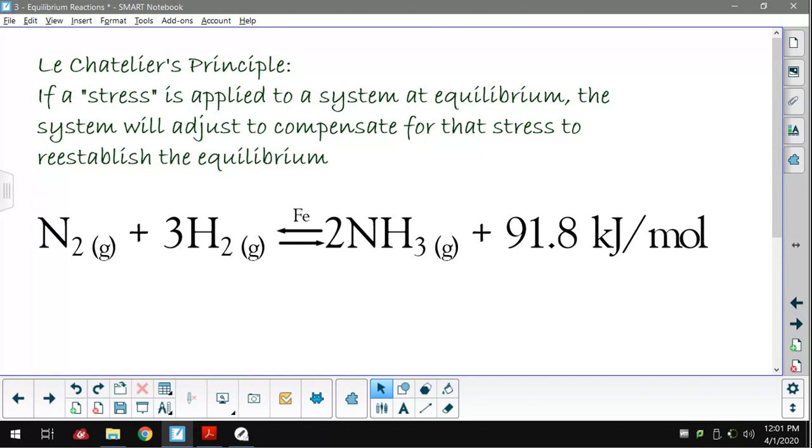However, that doesn't actually work in the real world because this reaction has to happen at high temperatures and high pressures. So this kind of helps the reaction go in the forward direction. So that's Le Chatelier's principle. If a stress is applied, the system is going to compensate for that stress, and in doing so, it's going to make the reaction move in the direction that reduces that stress.